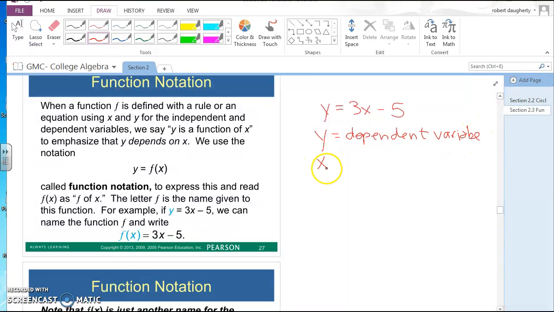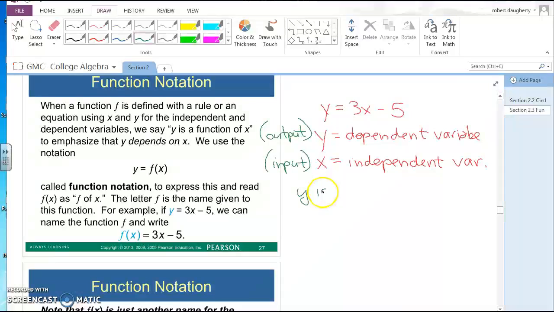We think of x as my independent variable. We also think of x as your input. You think of y as your output. Now, what we can do is write in function notation. We will say that y is a function of x.